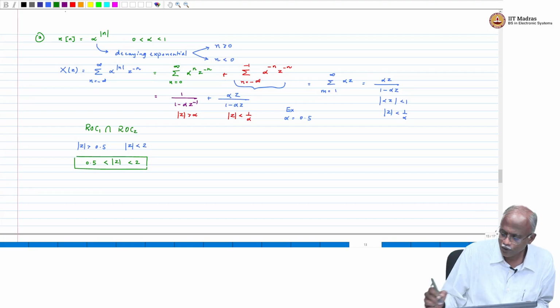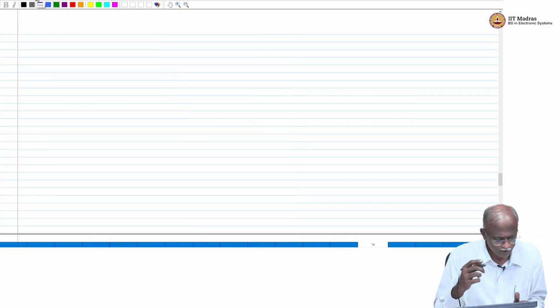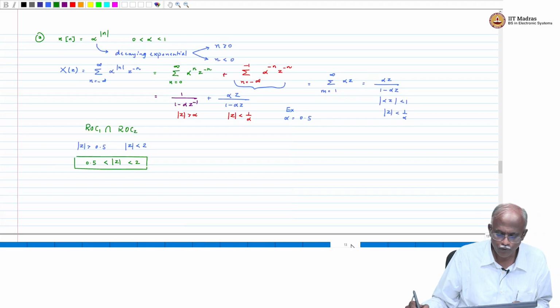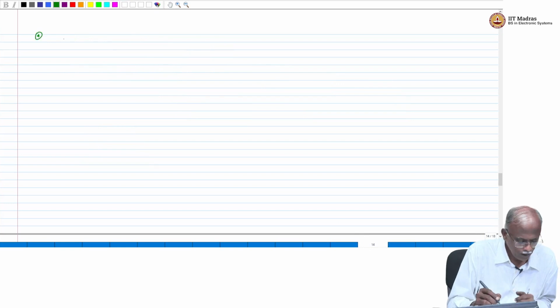All right. Let's look at a couple more examples before we move into the Z transform pairs. So I believe we are on example 4, right? Example 4, correct.